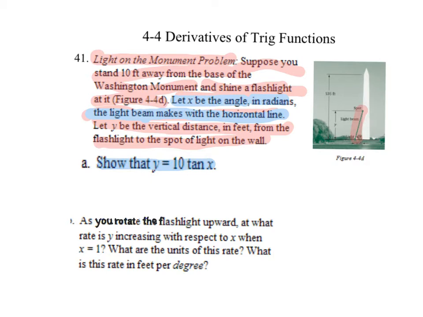Okay, that's not going to be too bad. We're going to make a right triangle. As you rotate the flashlight upwards, at what rate is y increasing with respect to x? So we're going to look for dy/dx at x equals 1. What are the units of this rate? What is the rate in feet per degree?